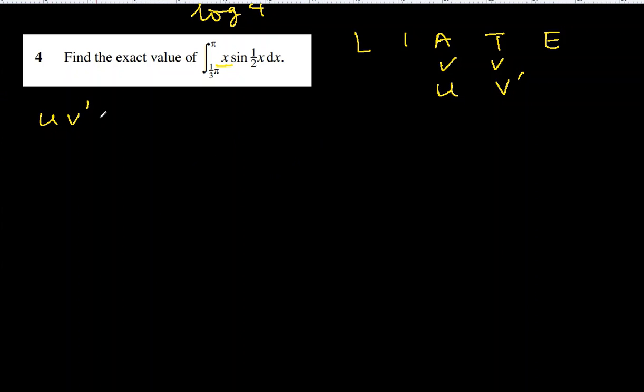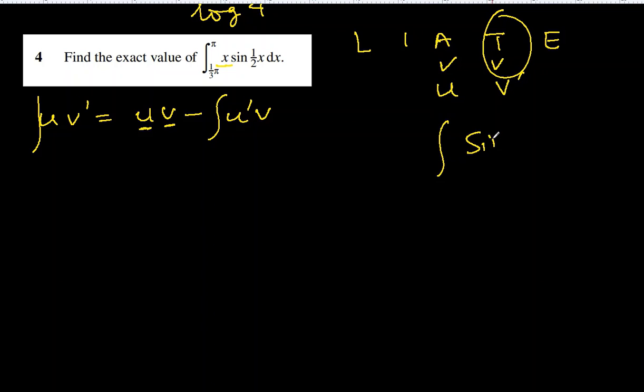So we know that the integration of u v prime is equal to uv minus the integration of u prime v. U we have, v we need. So that means we have to integrate the trigonometric function. So let's do that. The trigonometric function is sine half x dx. This will be v.